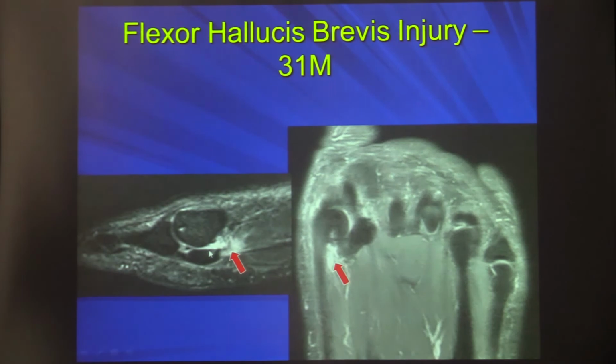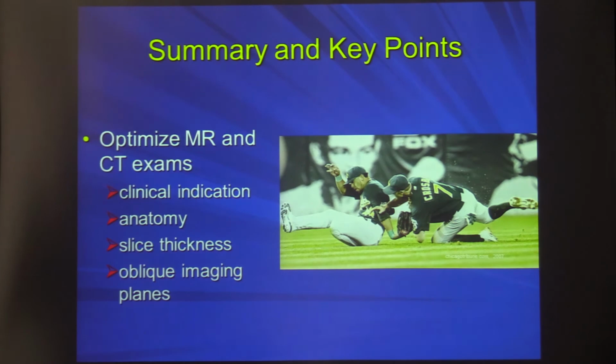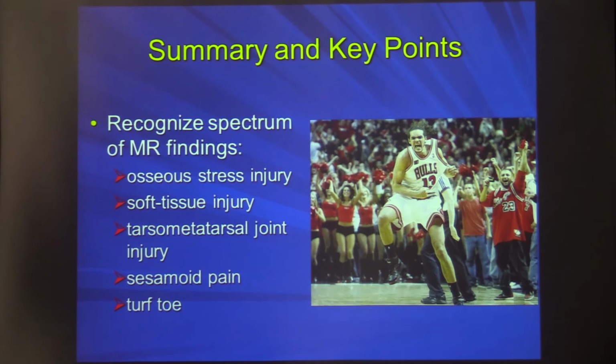So in summary, when imaging the foot in the setting of athletic injury, it's important to optimize MRI and CT examinations. You want to base them on clinical indication. Be familiar with the relevant anatomy. Use the appropriate slice thickness and use the appropriate oblique imaging planes. And with regard to MRI, it's important to recognize the spectrum of MRI findings in osseous stress injury and, of course, acute bone injury as well, soft tissue injury, specifically with turf toe, TMT joint injury, sesamoid pain, and again, the soft tissues of the plantar aspect of the foot in the setting of turf toe.